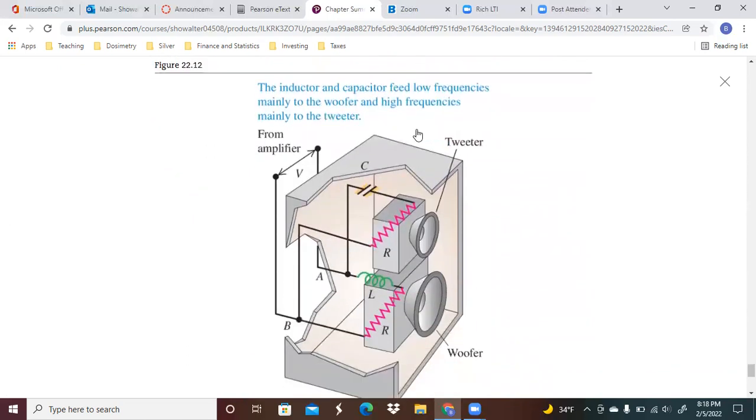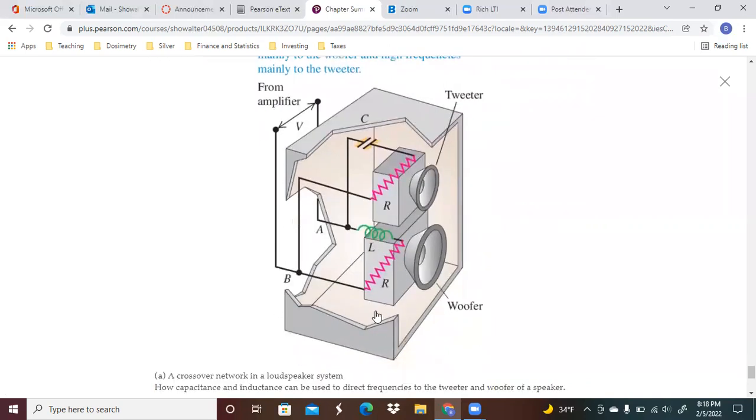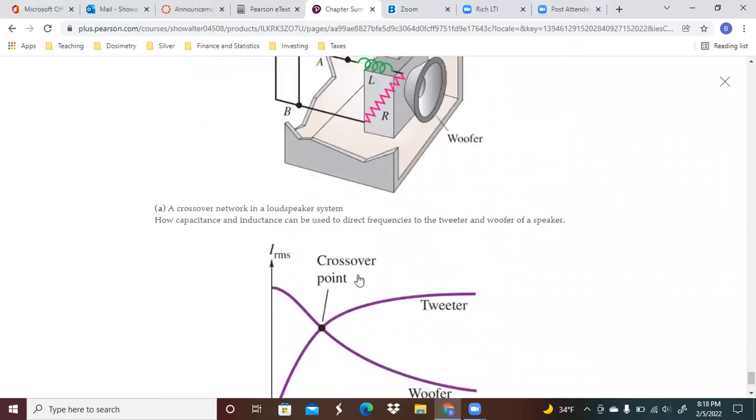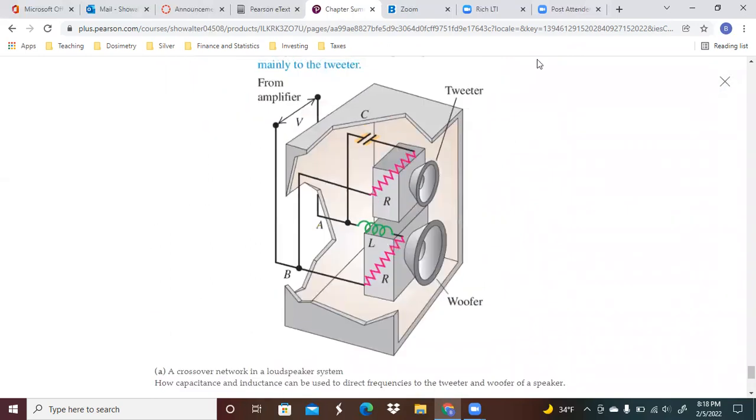You can see here in this particular amplifier, the inductor and the capacitor feed low frequencies mainly to the woofer and high frequencies mainly to the tweeter. So you've got resistors here, but as far as the tweeter is concerned, you've got a capacitor here. As far as the woofer is concerned, you've got an inductor here. So those are some elements of each type of circuit that you need to bear in mind.